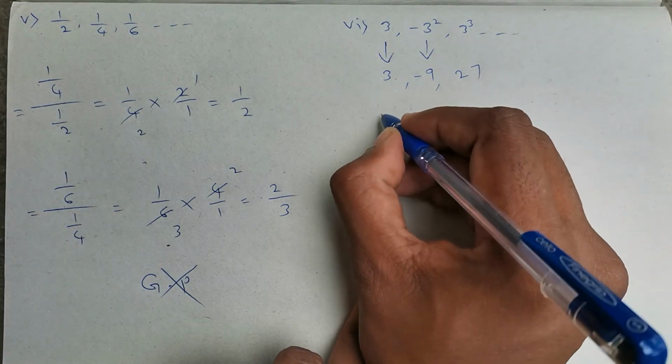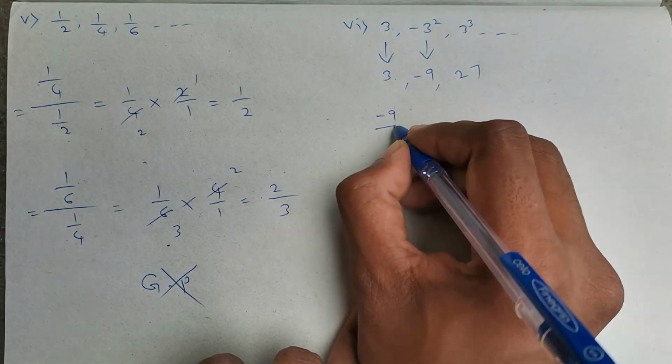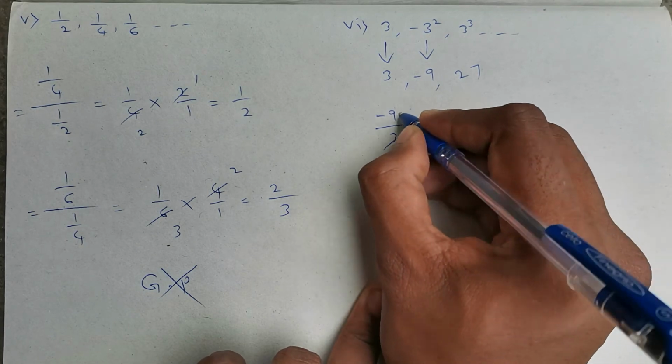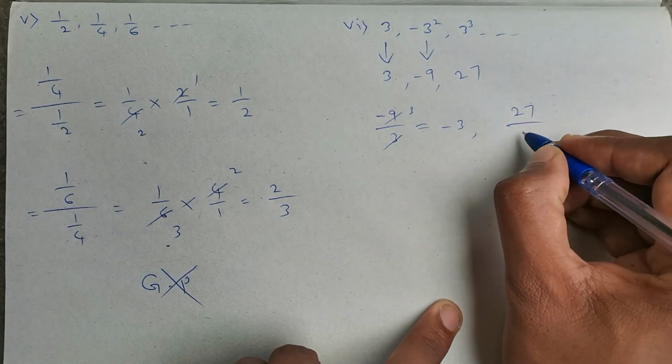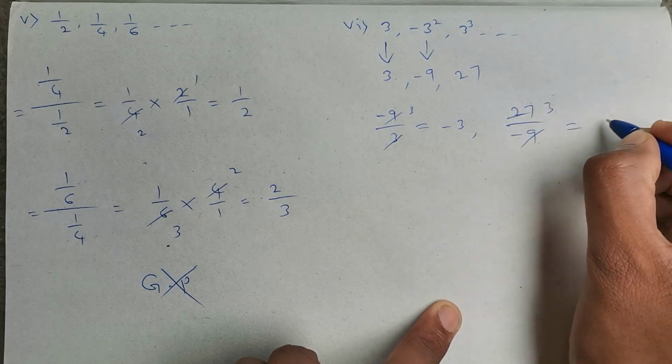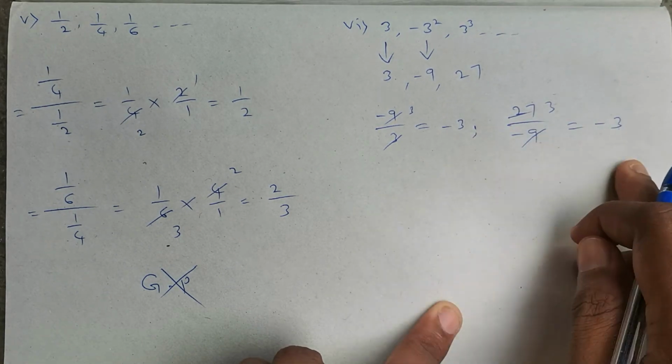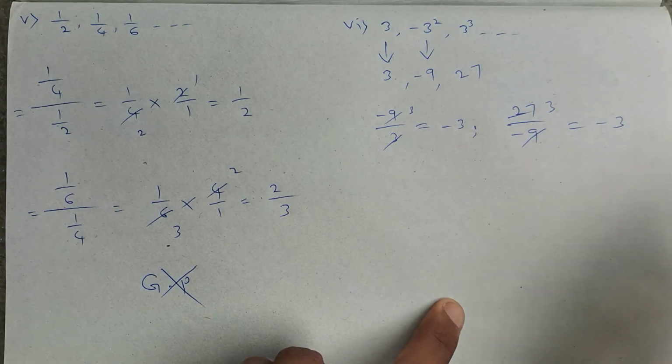Now the second term, minus 9, divided by the first term, 3. 3 ones are 3, 3 threes are 9, so it is minus 3. Third term 27 divided by second term minus 9. 9 ones are 9, 9 threes are 27, so minus 3. Here the common ratio is the same, so it is in GP. Let us find the next 3 terms.